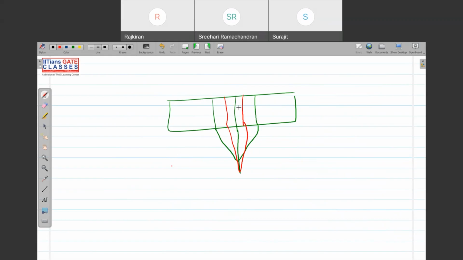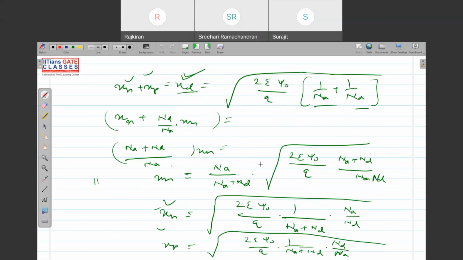The built-in potential also will be changing. The electric field will change. Also, the depletion width will change. Three things will change. Nothing is constant. Yes, when doping is changed, everything is going to change. The number of carriers are going to change. So depending on that, everything will surely be affected.